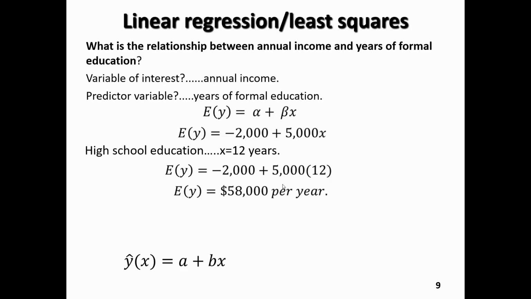Now, that doesn't mean that a person that has 12 years of formal education will make this much, but based upon our probabilistic model, this 58,000 represents the average income. Not everyone will make this much money. Some will make above average, some will make below average.